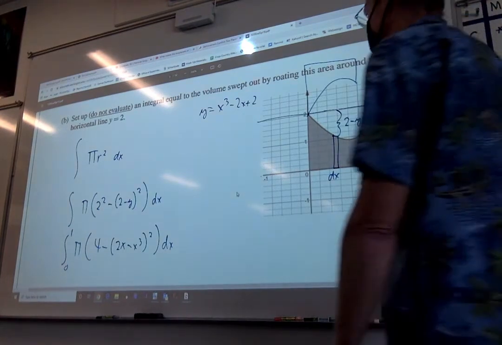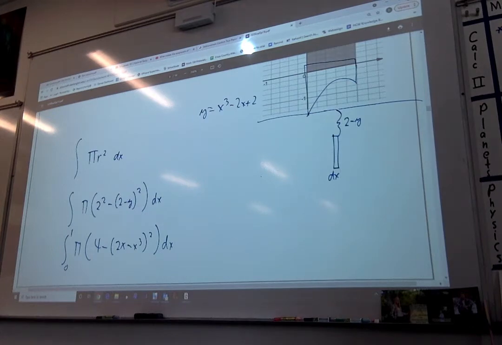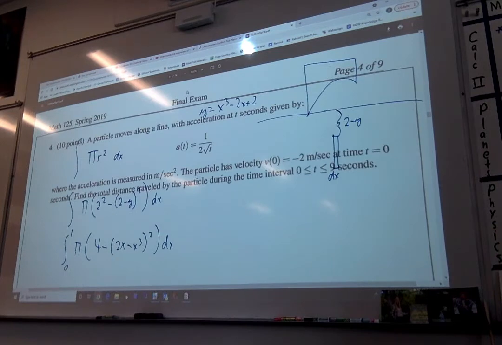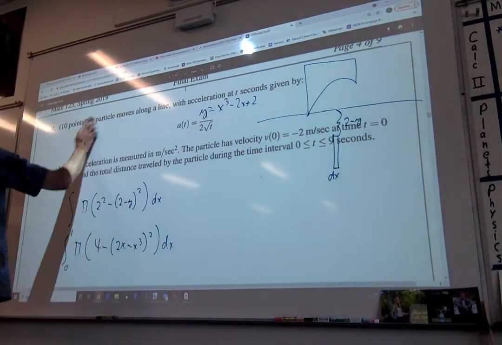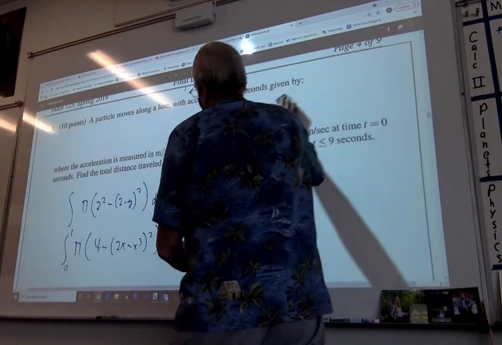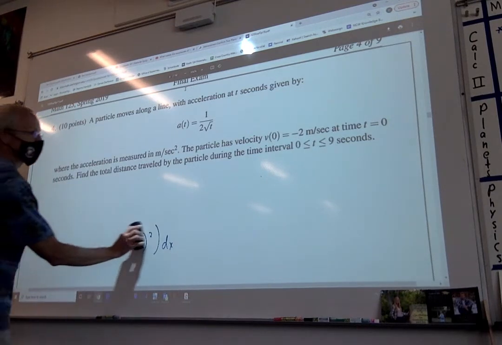All right, let's see if we can do some more here. What is next? Okay, this is the total distance one. Let's just set this up. There's 9 pages of that. They give you a whole page. It's going to be long. We have a particle moving. Find the total distance traveled.